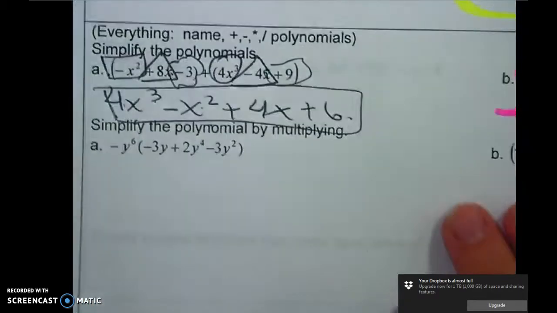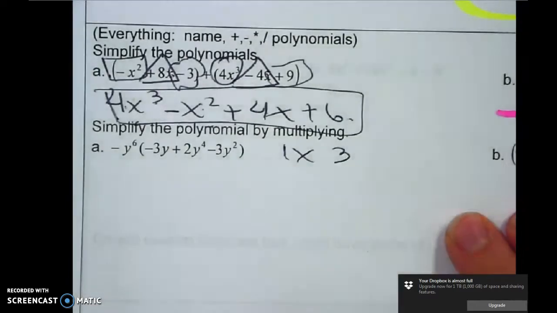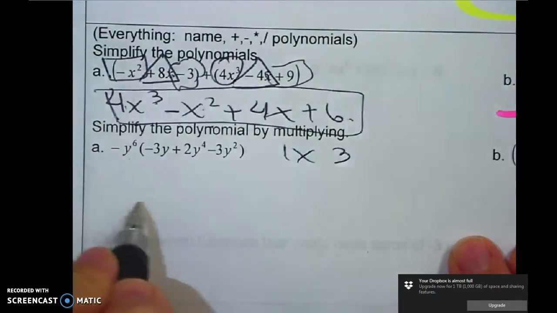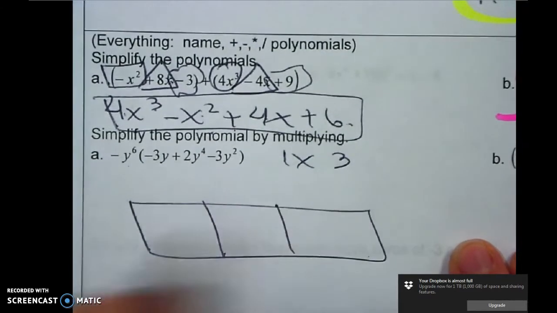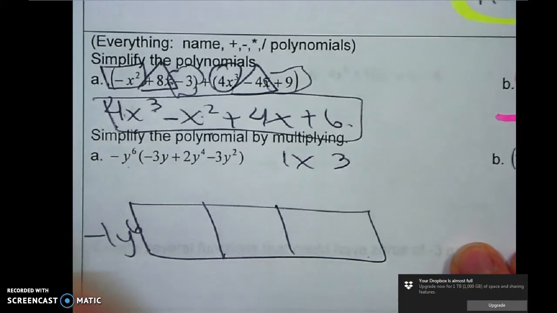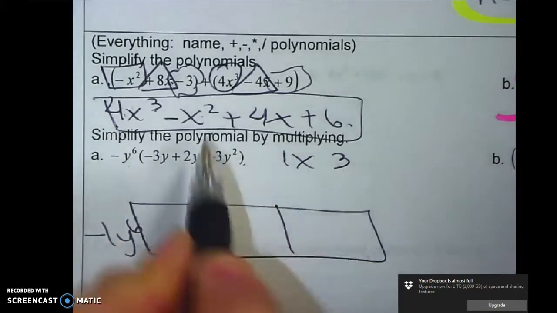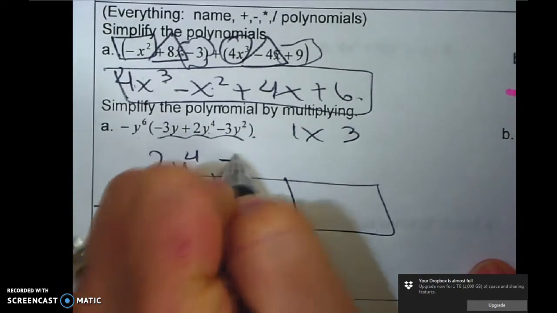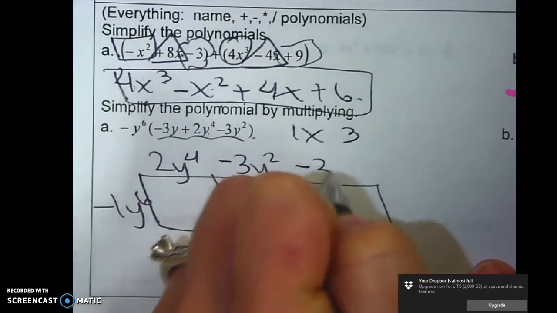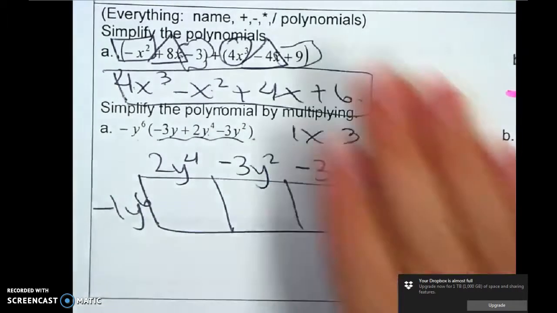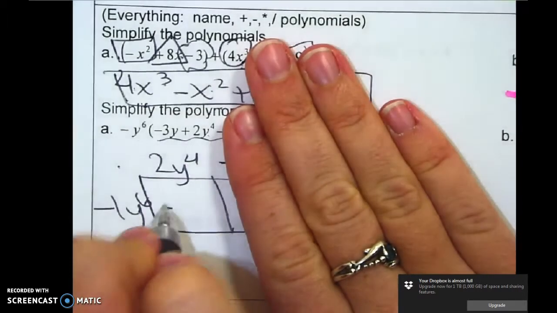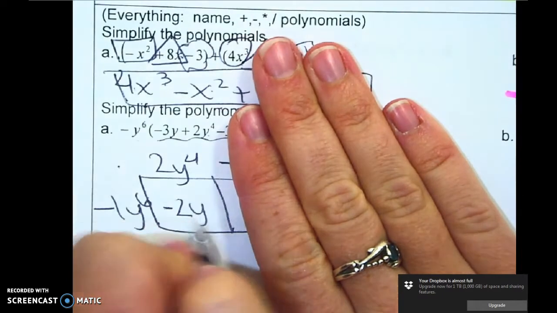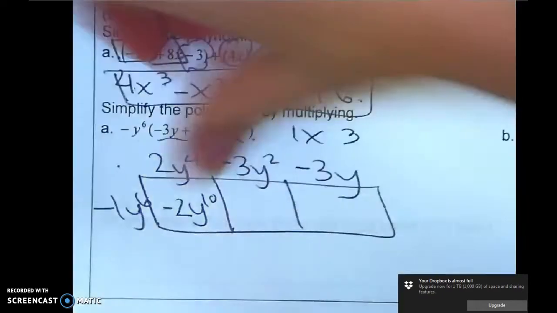Simplify by multiplying. You know I'm a box person. So the dimensions of this is a 1 by 3, -1y to the 6th. I notice this isn't written in standard form, so I'm going to be careful and change the order so I don't have to do it at the end and forget. Okay, so now I'm going to multiply. 2 times -1 is -2, 6 plus 4 is 10.